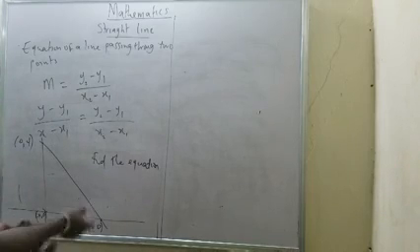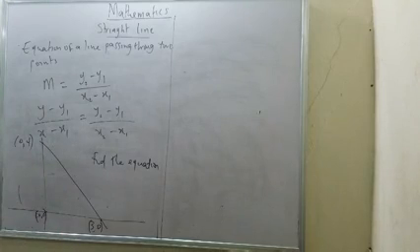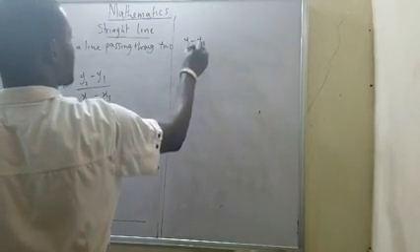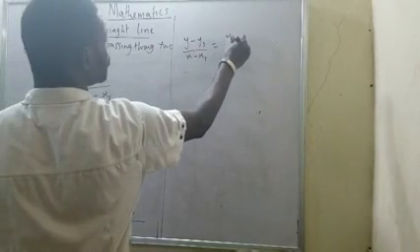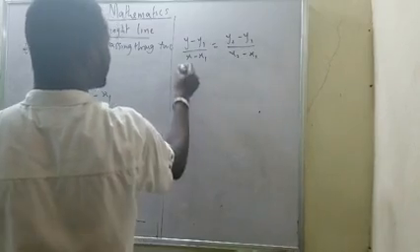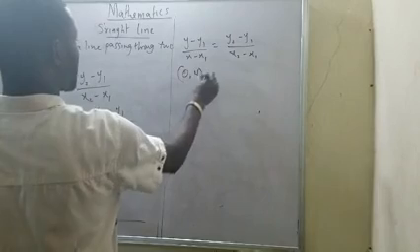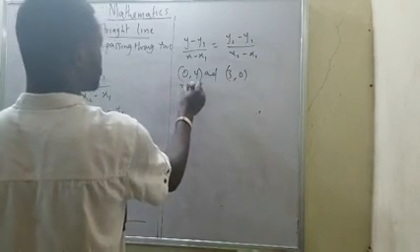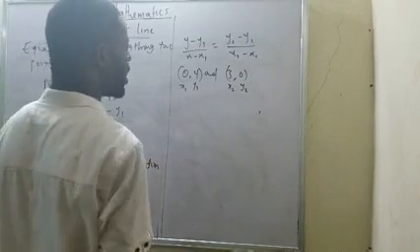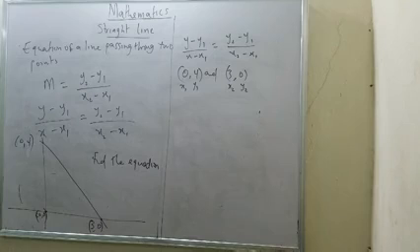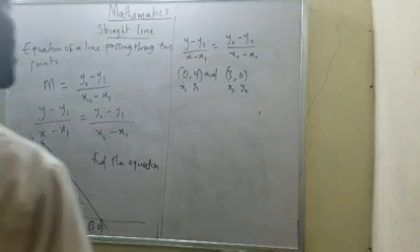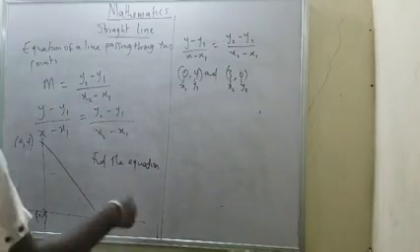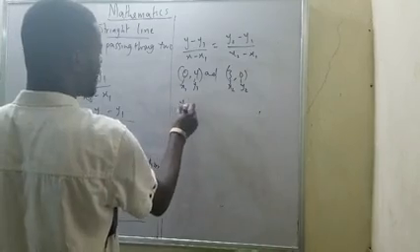How can I find it? I must use this equation that is here. Don't forget that y minus y1 all over x minus x1 equals y2 minus y1 all over x2 minus x1. It means this point is 0, 4 and this is 3, 0. Now, it means my x1, y1, x2, y2. Now, I have what I need to have here.